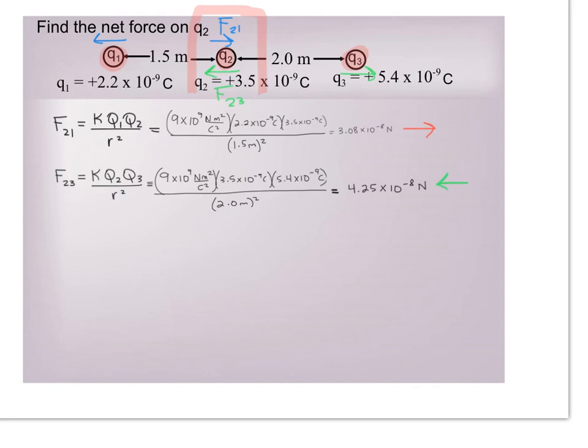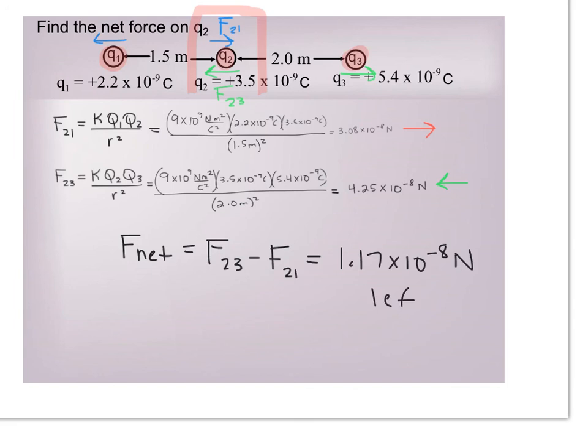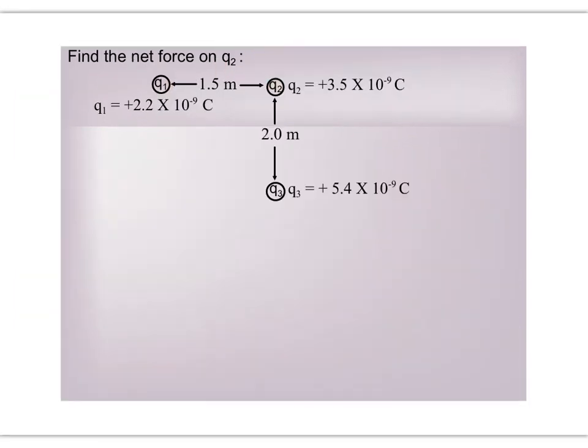And so finally, we have that the net force is going to be the bigger force, which in this case is F23, minus the smaller force, which is F21. So 4.25 times 10 to the negative 8th minus 3.08 times 10 to the negative 8th gives me 1.17 times 10 to the negative 8 newtons. And since the bigger one is pointing to the left, the net force is also going to be to the left.